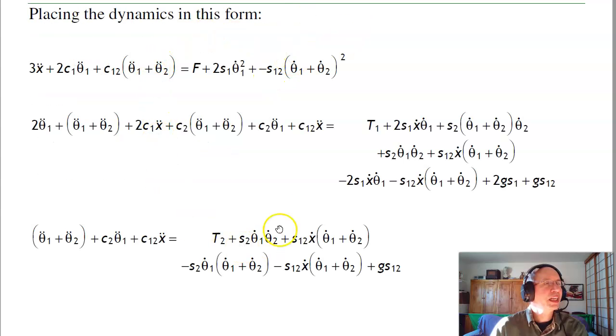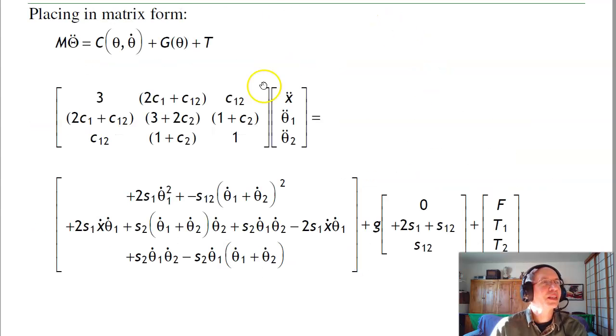So taking these dynamics, rewriting them, I'll put all the accelerations on the left, all the other terms on the right. There's a first set of equations, second set of equations, third set of equations. Trust me, that's how they work out. Now let's put this in matrix form. If I put this as a 3 by 3 matrix times the acceleration, I get this.